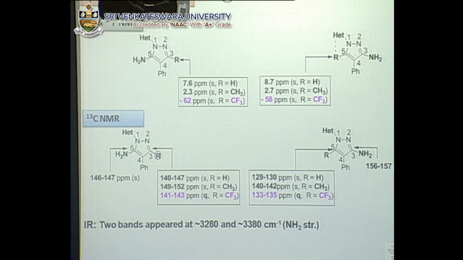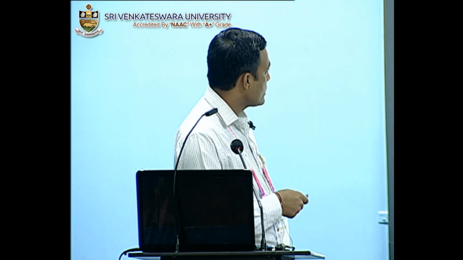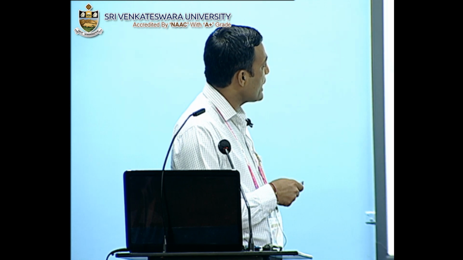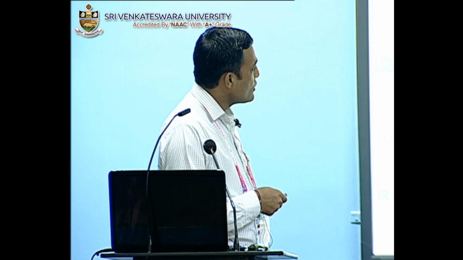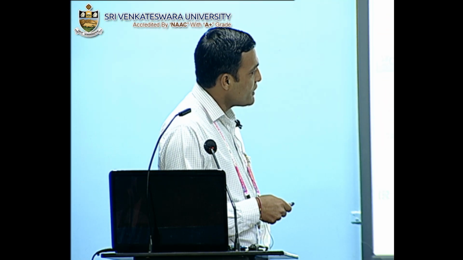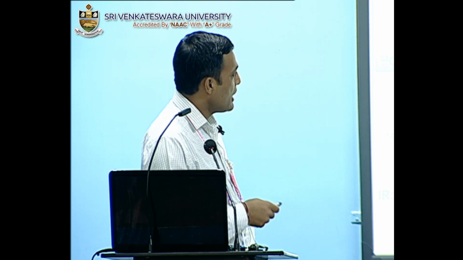In case of proton NMR spectroscopy, this proton, when it is at position 3, appears at this value, 7.6. However, if it is present on position 5, it appears at 8.7. So by looking at these two signals, we can easily distinguish these isomeric compounds. And if this trifluoromethyl group is present at position 3, it would resonate at -62. However, at position 5, it would resonate at -58. So on the basis of fluorine NMR, we can easily distinguish these 5 and 3 isomeric compounds.